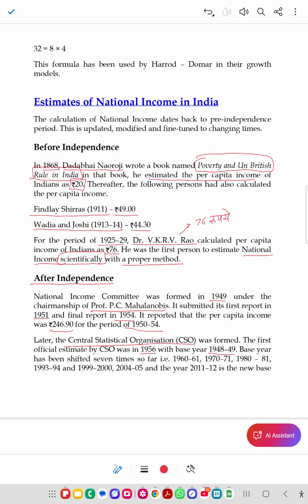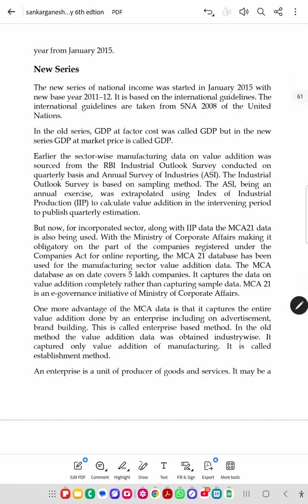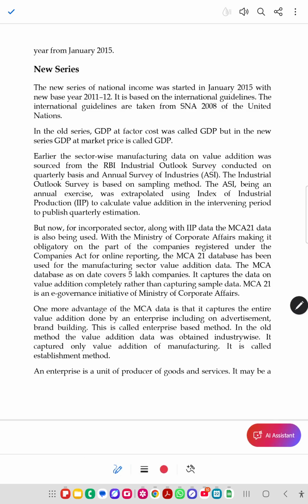The base year has been shifted 7 times so far: 1960-61, 1970-71, 1980-81, 1993-94, 1999-2000, 2004-05, and 2011-12 is the new base year. The new series of national income was started in January 2015 with the new base year 2011-12. It is based on international guidelines taken from SNA 2008 of the United Nations.